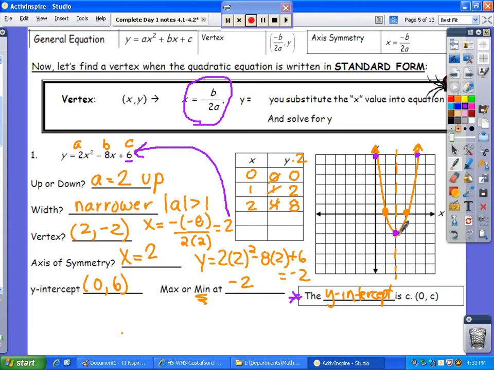Now this graph has a minimum, and your minimum is always the y value of your vertex. So we have a minimum at -2.